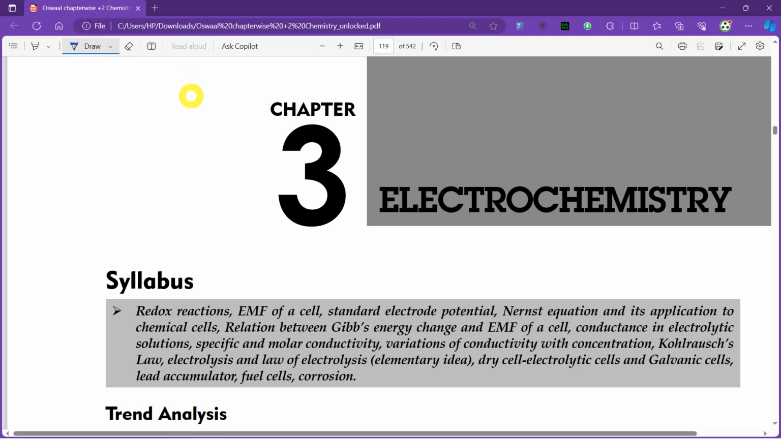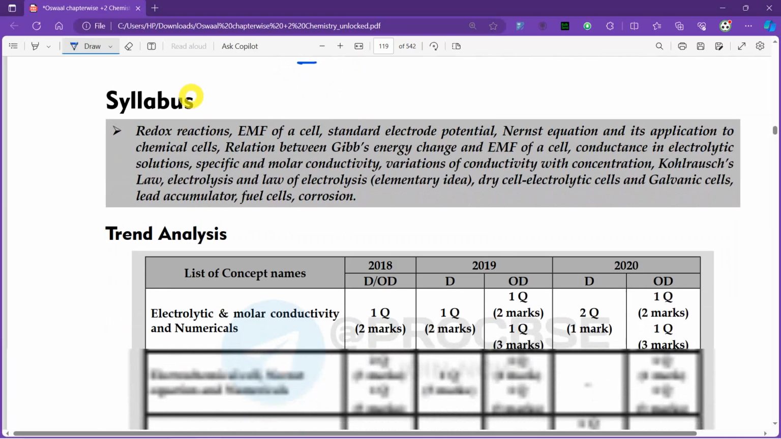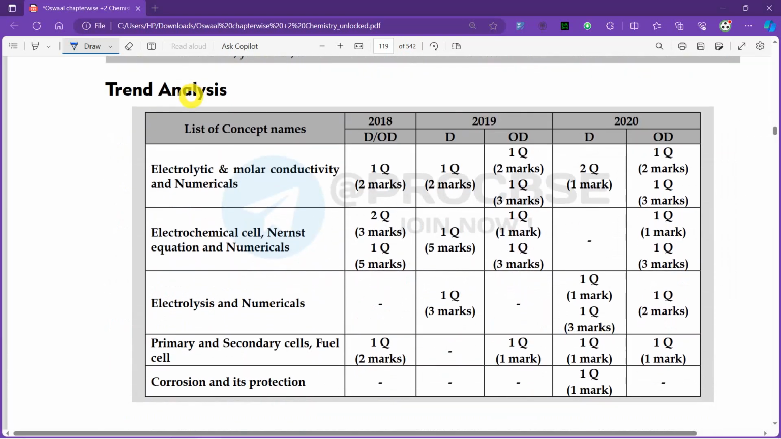Happy morning, guys. Today we shall discuss chapter 3, electrochemistry, as one shot. What are the important contents in electrochemistry? How do we have to deal with electrochemistry? What types of questions are asked in electrochemistry? Straight away, let us go to the trend analysis.